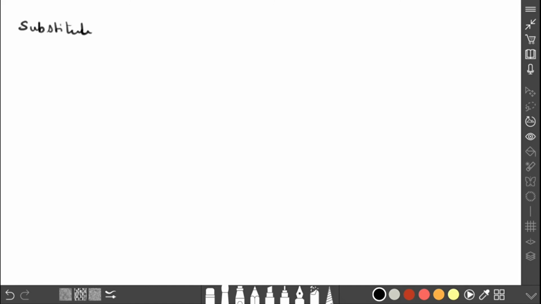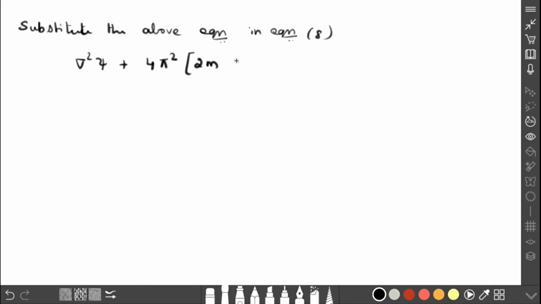Substitute the above equation in equation 8. So what is that equation? Del square psi plus 4 pi square, in the place of m square v square, what we have to substitute? 2m bracket E minus capital V. Okay, this is the m square v square value, whole divided by h square into psi is equal to 0.